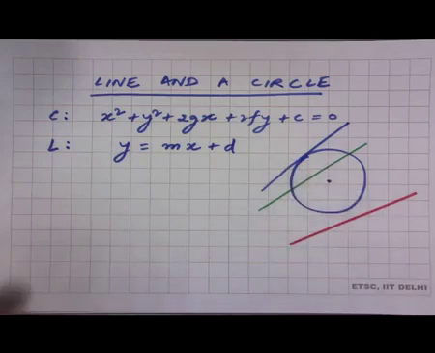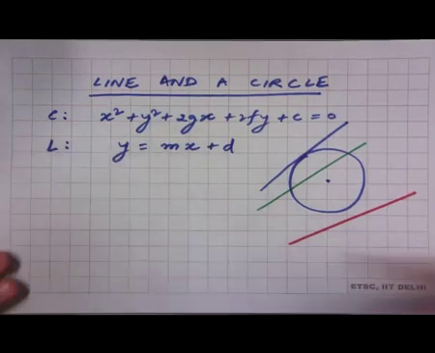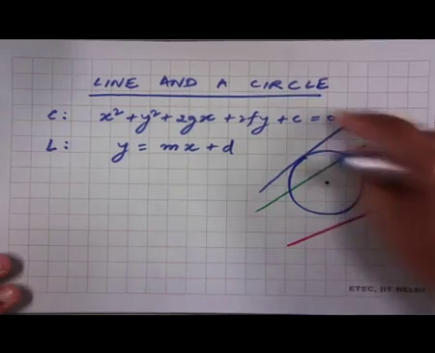In this case the straight line only touches exactly 1 point on the circle. So, how do we know, if we are only given these two equations? How do we find out which of these cases is true?